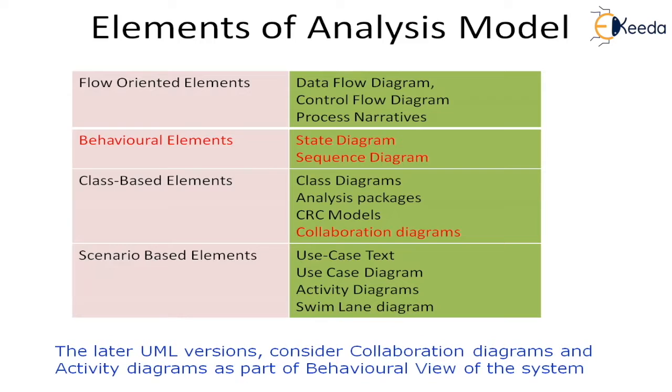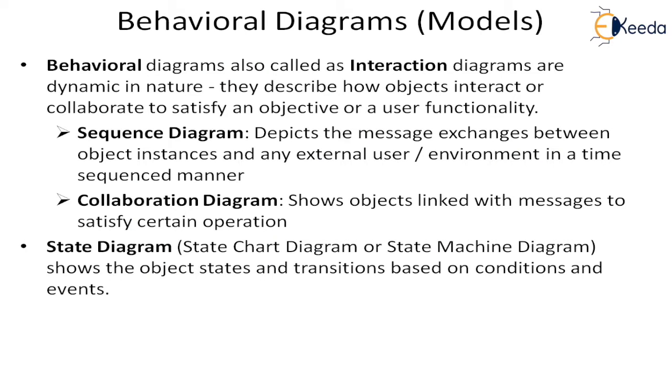So we'll take a relook at the elements of the analysis model. Under the behavioral elements, we had stated state diagram and sequence diagram. We will also be considering the collaboration diagram, because in the later UML versions, the collaboration diagram and the activity diagram are also considered part of the behavioral view of the system. So under the behavioral diagrams, we have the interaction diagrams and the state diagram.